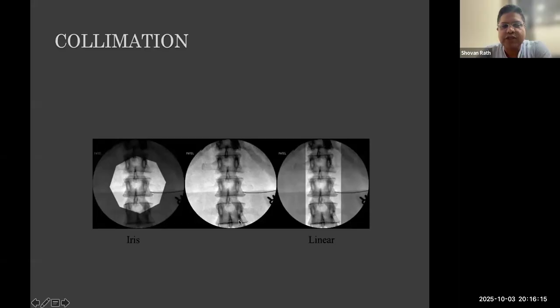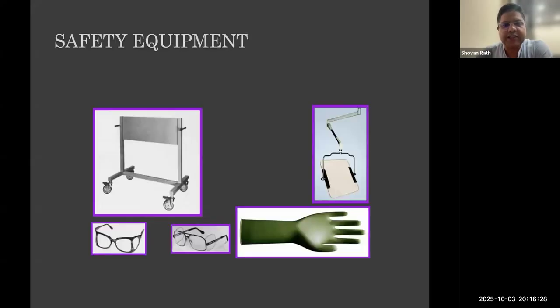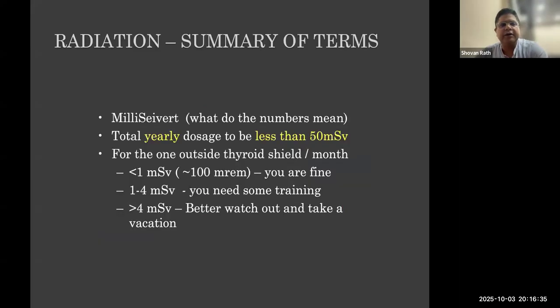This is normally what we see. If we want to reduce the exposure, then these are the collimators that are available. Nowadays almost all the best quality fluoroscopes have this collimator. This must be used to reduce the X-ray exposure again. These are the safety equipment that you must use.